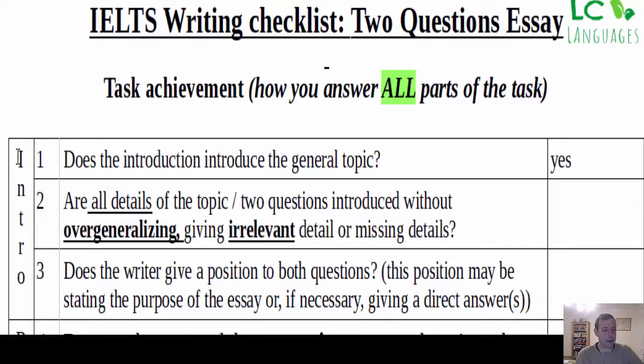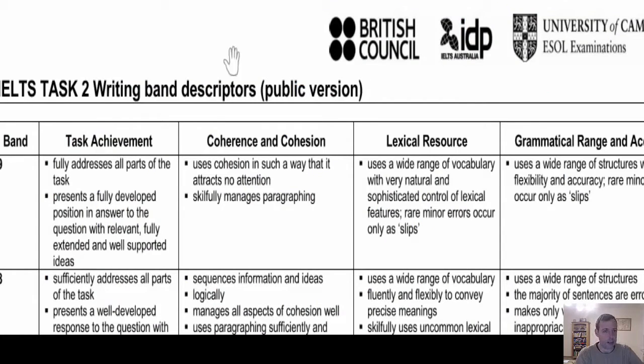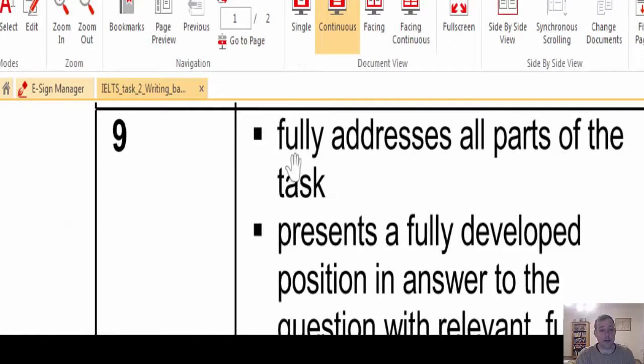So the first one we're going to look at is the task achievement section of the criteria. We can see here the official IELTS criteria for Part 2: task achievement is the first one, then organization, lexical resource, and grammatical range and accuracy. To get a 9, let me zoom in on that, it says fully addresses all parts of the task. So you need to fully address all parts of the task.